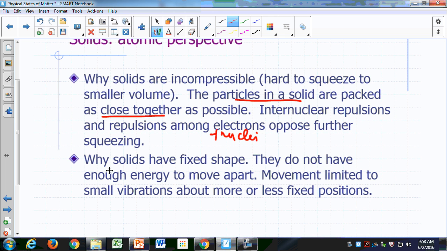Why do solids have fixed shape? The reason for that is they do not have enough energy to move apart. So movement of particles in the solid is limited to small vibrations about more or less fixed positions. They're still moving, but they're not able to spread out. They don't have enough energy to spread out.